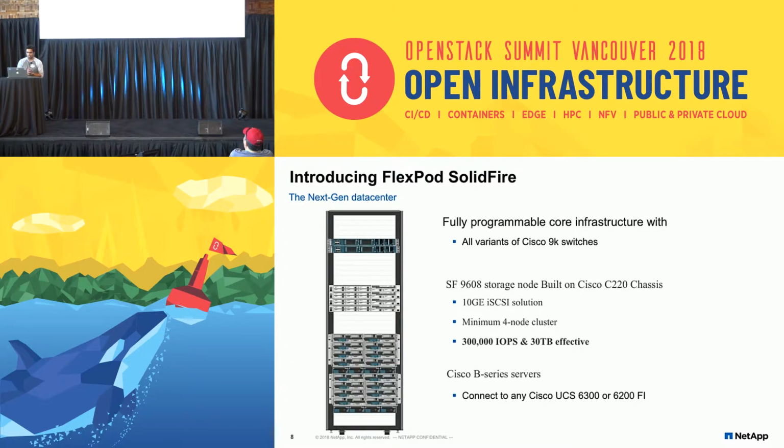And the last part is the Cisco UCS B-series servers. These connect to any 6300 or 6200 fabric interconnects. One cool thing about the Cisco UCS servers is the service profile aspect of it, where the physical aspects of the servers, like the MAC address, WWPN, etc., are abstracted away from the actual servers.